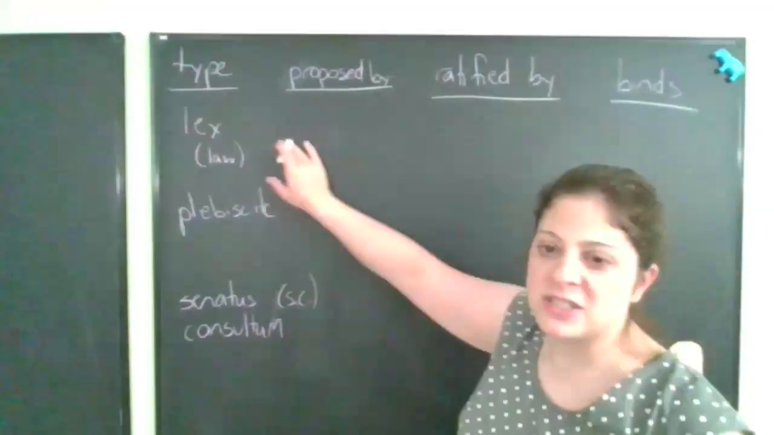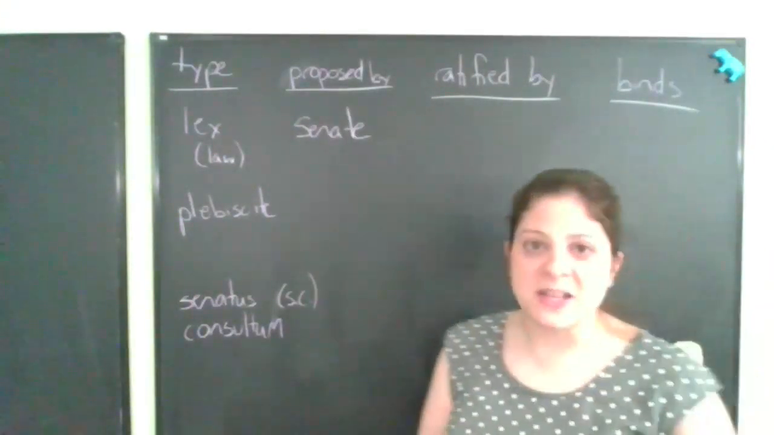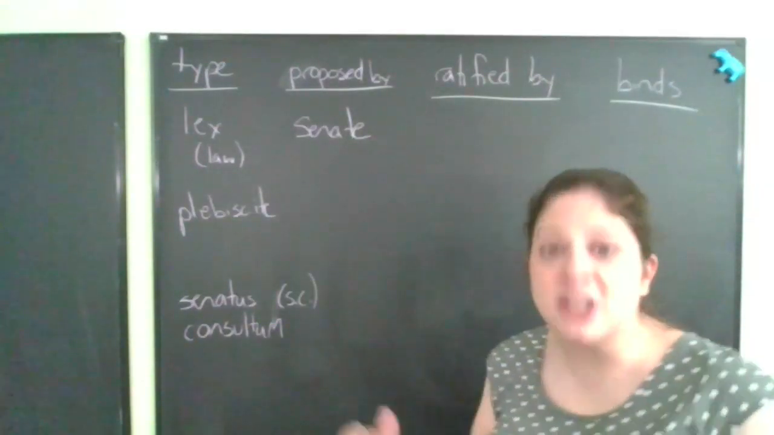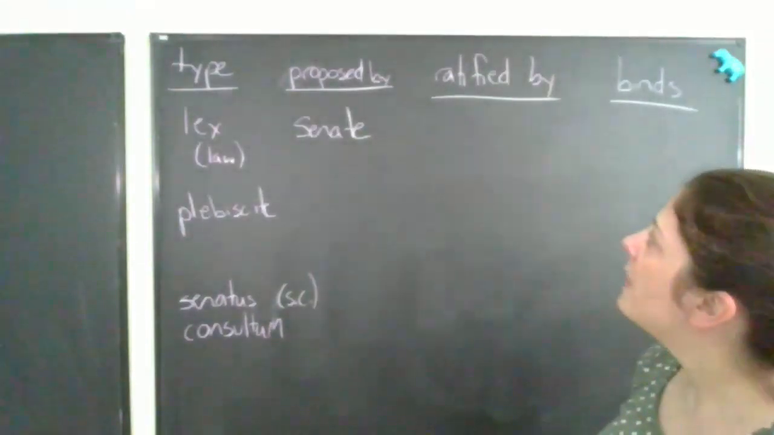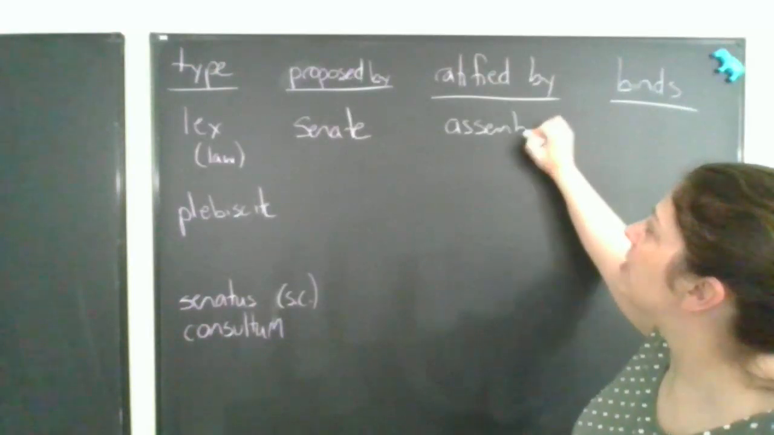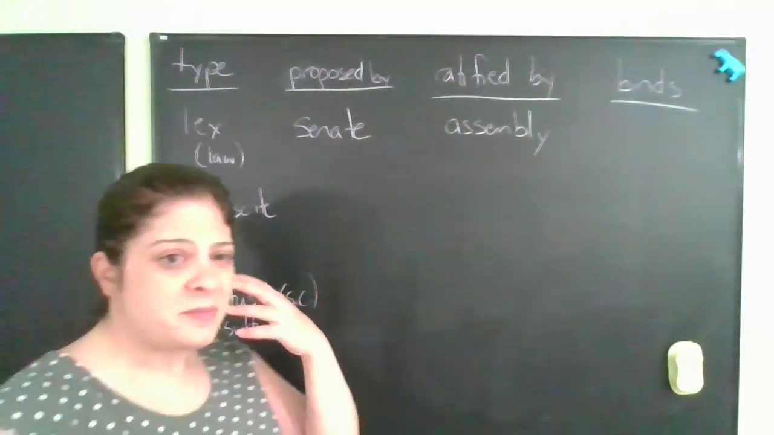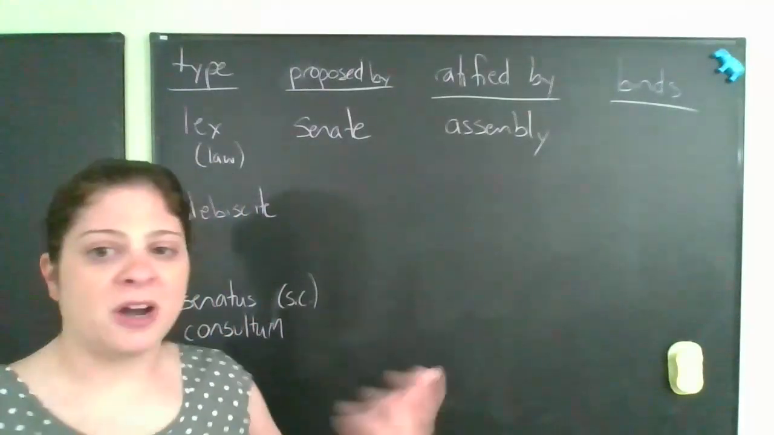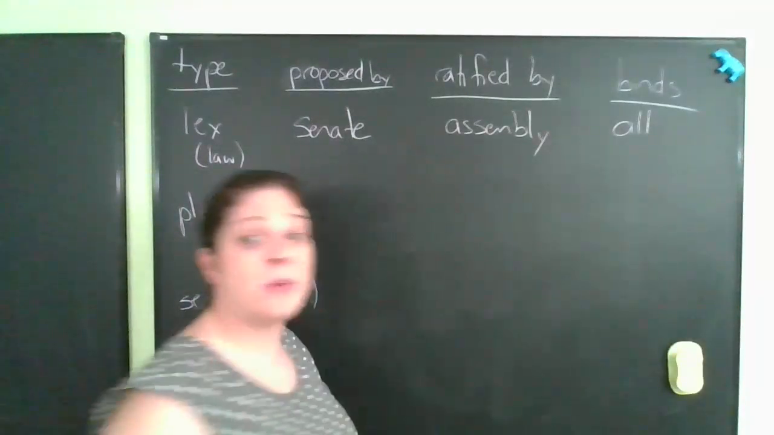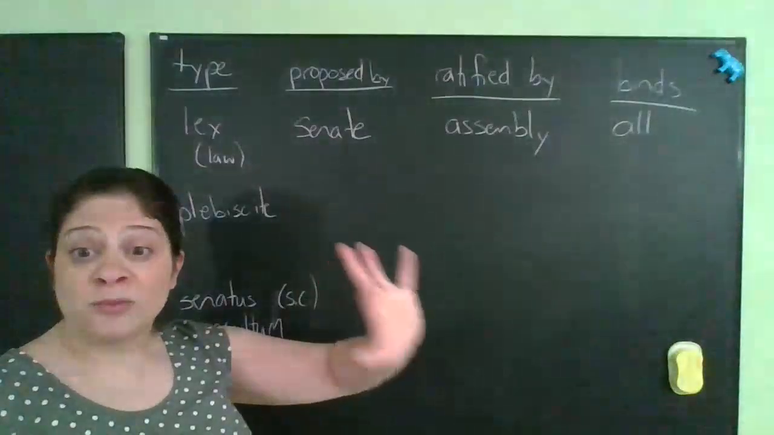So the lex is the basic law. It is a law that's proposed by the Senate. A senator or a member of the Senate will propose some kind of bill for something that they think should be a law of the Roman world. And it is then sent to the assembly to ratify, right? The public assembly of citizens, they vote on it. And if they approve it, then it becomes an official law. And it binds all citizens, right? Everyone has to obey this law. So that's really basic, straightforward kind of Roman law.